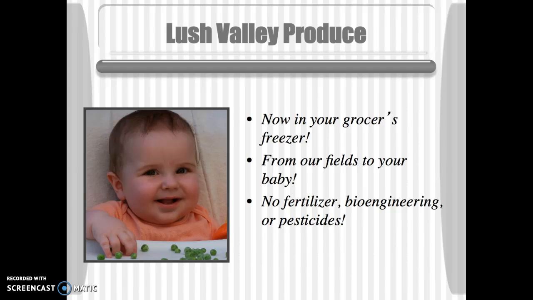Here's another example. This is a slide that you have a cute baby. Now, that's nice. And you've got some fonts, and we're talking about Lush Valley produce. This is a classic example of someone who's used a slide template and hasn't really given it a lot of thought.